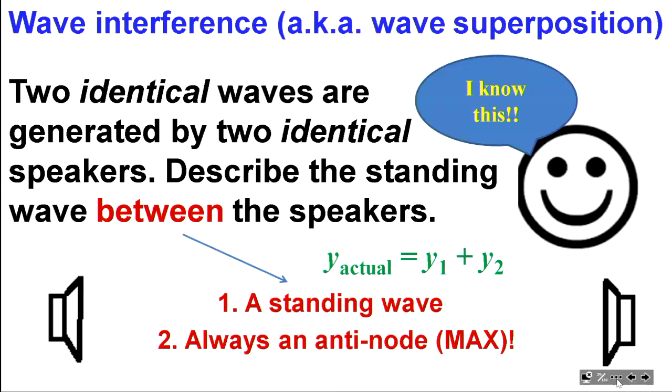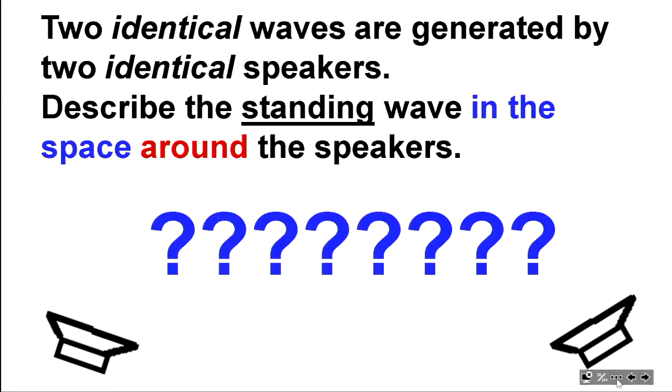And we know that the standing wave has certain locations where we observe maximum of intensity and certain locations where we observe nothing. We call them minima. So what's going to happen if we try to generate a standing wave in space, not just between the sources, but everywhere?